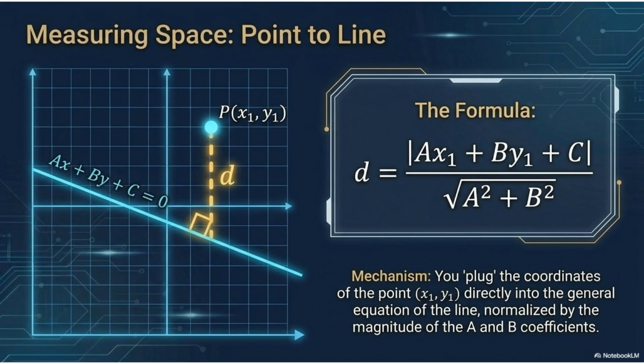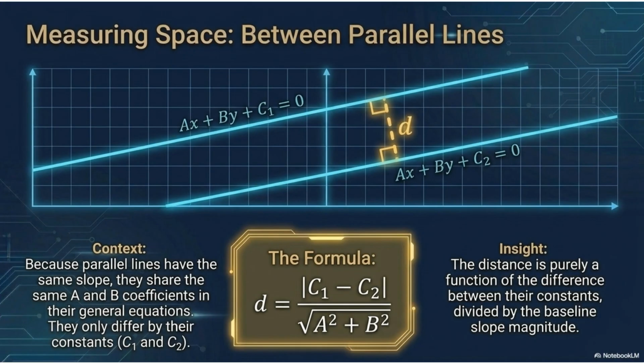To measure the distance from a point to a line, we use a specific formula. We simply plug the point's coordinates into the line's general equation, normalized by the coefficients of the line. Similarly, we can measure the distance between two parallel lines. Because they share the same slope, the distance is a function of the difference between their constant terms.